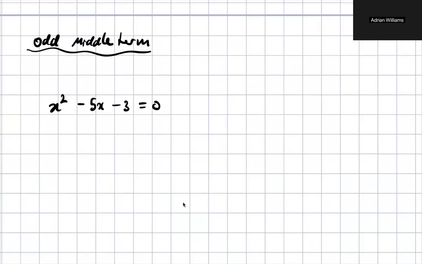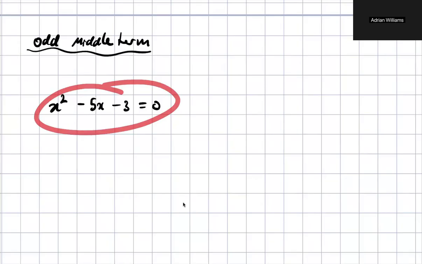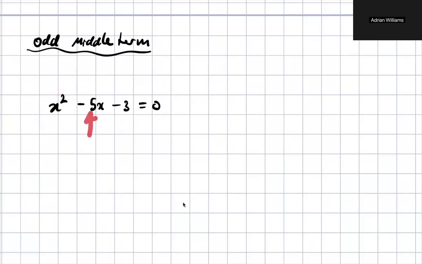Hello and welcome back. In this video, we're going to talk about completing the square again, but in this particular case, we're going to be looking at completing the square on an equation that has an odd middle term, okay? Whenever the middle term is odd, as you can see here, we have a -5 rather than a 4 or a 6 or any even number, it gets a little bit more complicated with the algebra.